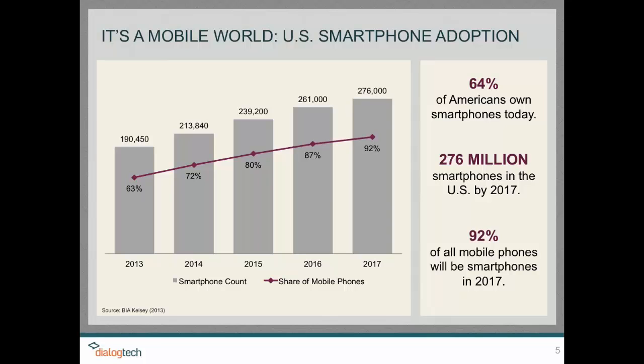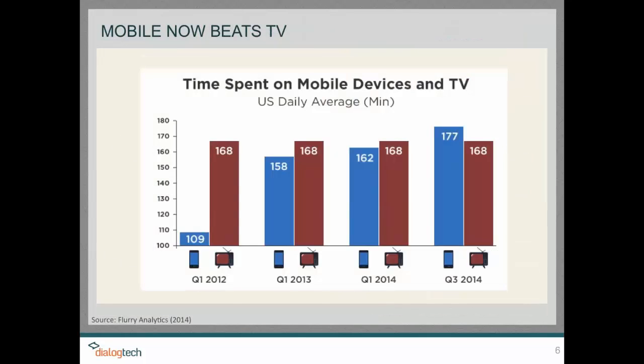Everyone that I know has a smartphone, and it's not just the number of smartphones, but how people are using smartphones that makes it so attractive to marketers. People today really do live their lives on their smartphones. Mobile usage today actually beats television. So that's an amazing statistic. People are spending more time on average on their smartphones and mobile devices than they are watching TV.